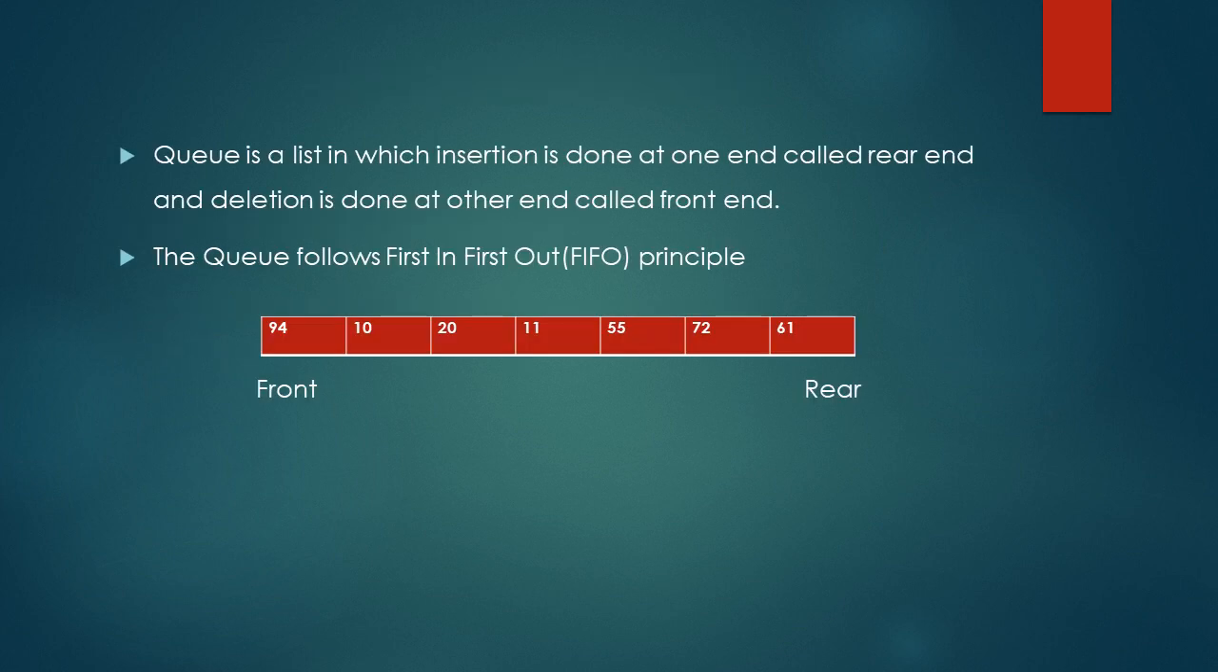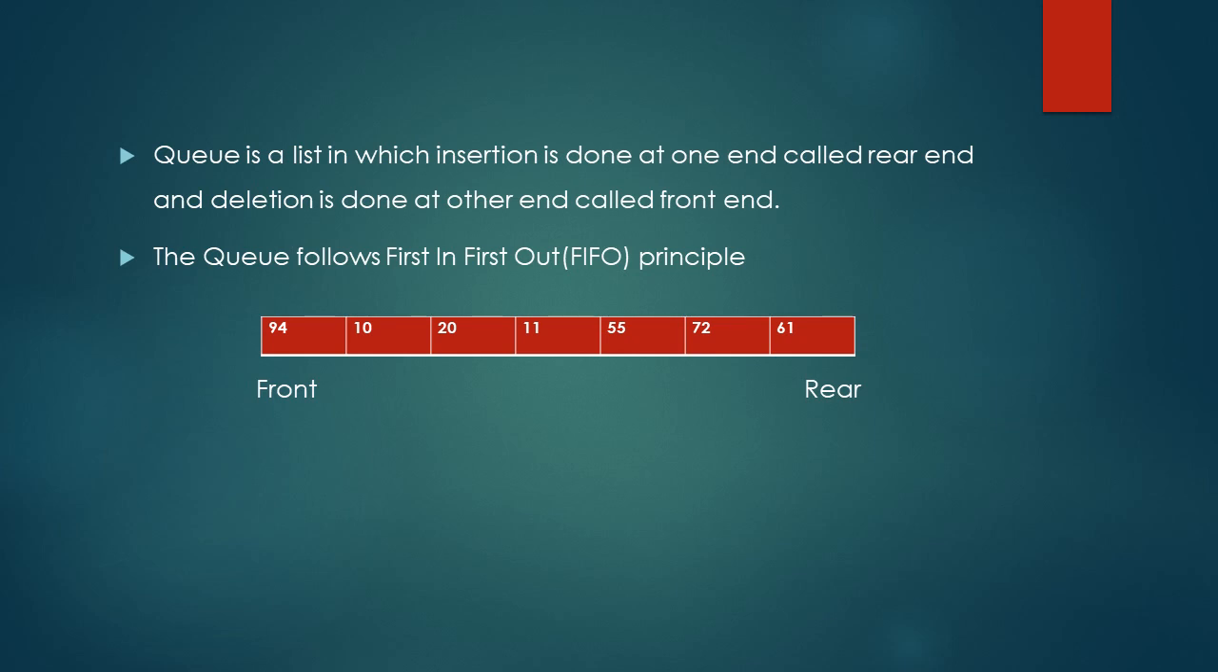A queue is a list in which insertion and deletion operations are performed at the two ends. The insertion operation is performed at the rear end and the deletion operation is performed at the front end. It follows the first in first out principle, that is, the FIFO principle.